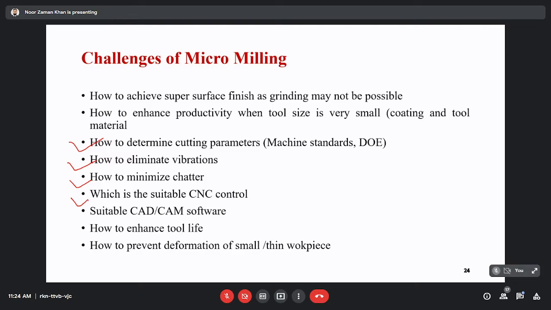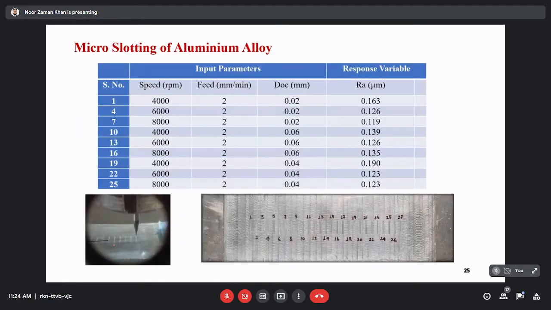This is also very important. If the accuracy of CNC control is not good, if the accuracy of the CAD/CAM software is not good, then it is very difficult to go for micro machining operation. How to enhance the tool life, how to prevent deformation of small thing or piece. I wanted to discuss this with you.